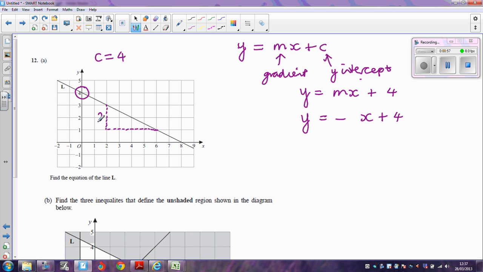So if I count the number of squares, I've got 2. Check that the scale is correct. So that's 2 units from there to there. It's 4 units from there to there. The gradient then is always rise over tread, or vertical divided by horizontal. So the gradient is 2 over 4, which is a half. But remember, it's negative this time, the gradient. So the equation of my line is y equals minus a half x plus 4.